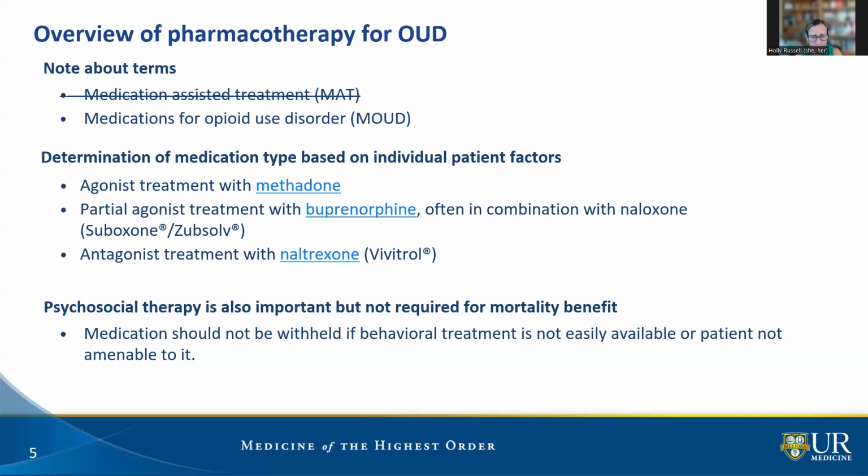Psychosocial therapy is also important, but not required for the mortality benefit from the pharmacotherapy. All of the guidelines now state that medication should not be withheld if behavioral treatment is not easily available, or importantly, if the patient is not amenable to it.